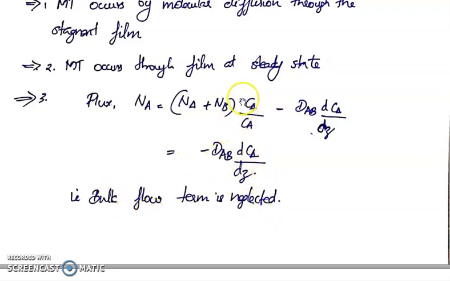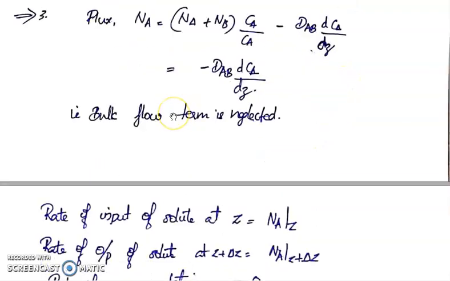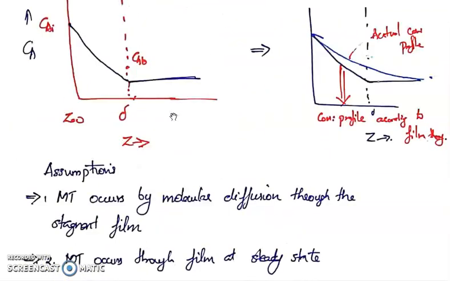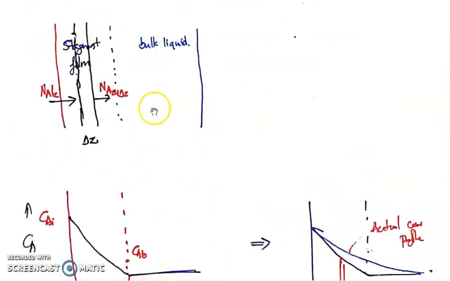Earlier, a few classes before, I have told you this term corresponds to bulk flow and this term corresponds to molecular diffusion. Okay, so now let's try to solve this model, and we can equate the flux entering and leaving the volume element, and we can integrate and finally get an expression for flux, or we can get an expression for the concentration in the stagnant film.